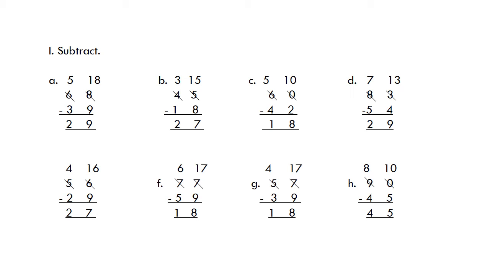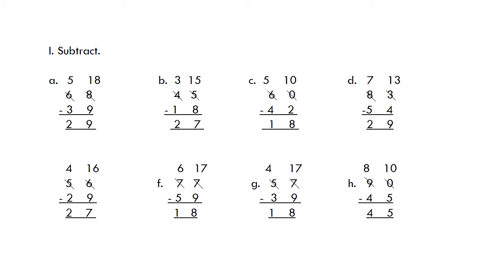So 5 becomes 4 and 6 becomes 16. 16 minus 9 is equal to 7 and 4 minus 2 is equal to 2. So 56 minus 29 is equal to 27. So your answer is 27.